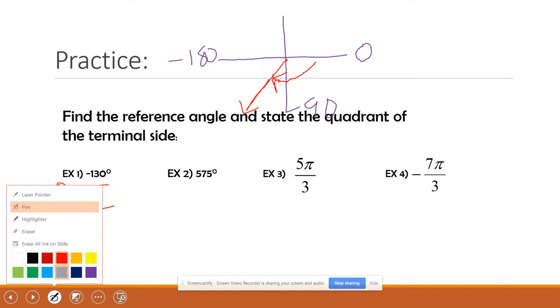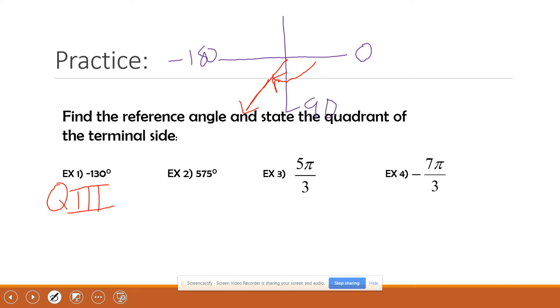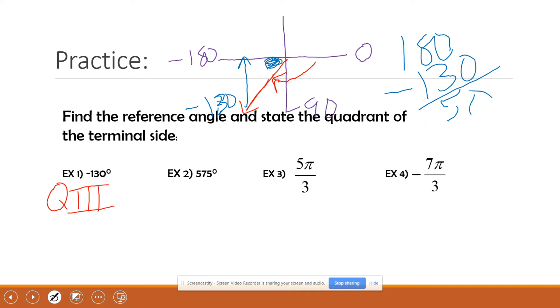And now for the reference angle, remember you have to go to the x-axis. The x-axis is 180, so I have to come here. And I want to know, what is this angle tucked up here in the corner? What is that theta? So what is the difference from 130 and 180? Well, we can do 180 minus 130, and we get 50. So our reference angle is 50 degrees.